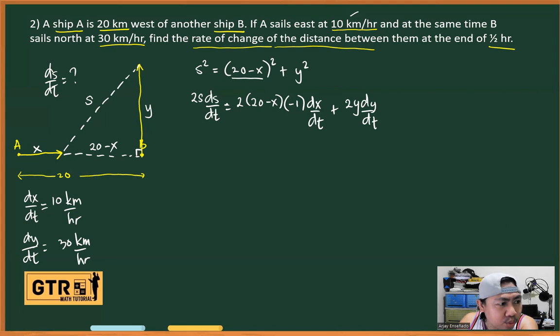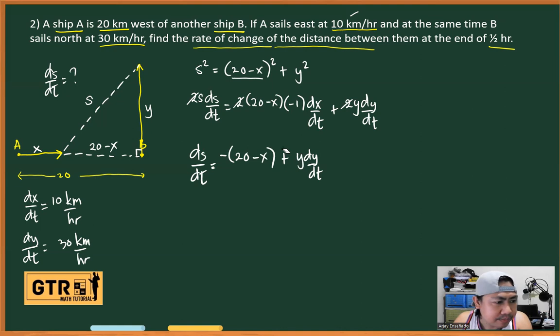So as you can see, we have 2 on each term. So divide both sides by 2 or simply cancel 2. Divide both sides by 2s. Dahil ang hinahanap natin, ds over dt. So, therefore, we have ds over dt equals 20 minus x. So, may negative 1 pa pala dito. No? So, ilagay na natin yung negative dito sa labas. Plus y dy dt.